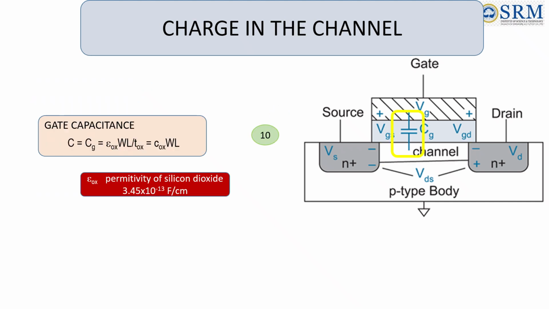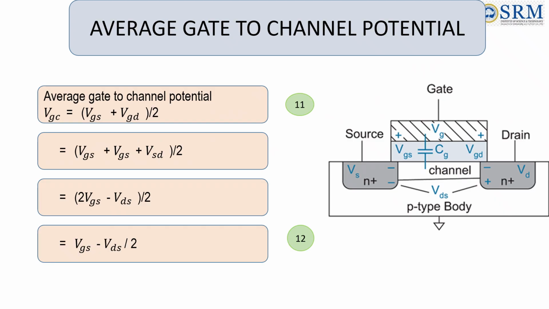Gate capacitance is epsilon ox W L by T ox. Remember, W is the width of the transistor as was seen in one of the previous slides. Epsilon ox is the permittivity of silicon dioxide. T ox is the thickness of gate oxide. Epsilon ox by T ox gives C ox. Another important parameter needed to calculate IDS is VGC, which is the average gate to channel potential. VGC is the average of VGS and VGD. Doing the calculation, we finally get VGC is equal to VGS minus VDS by 2.